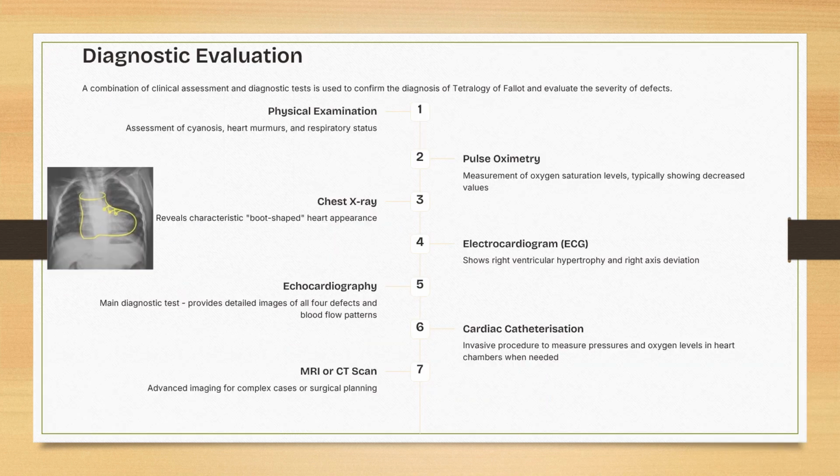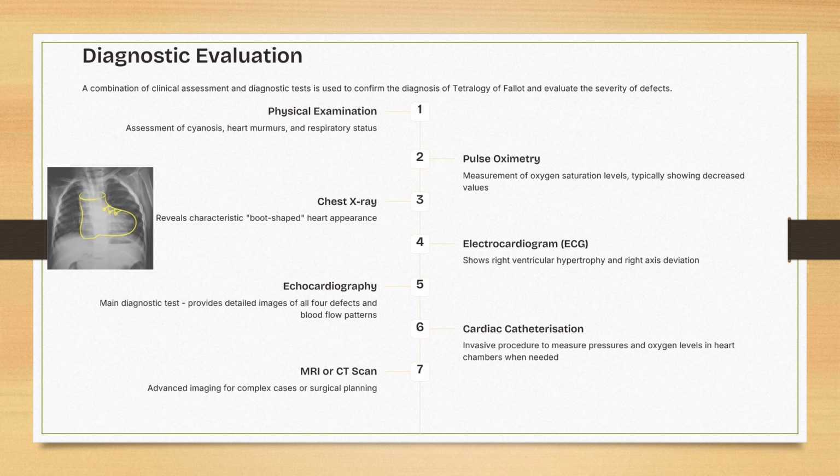Next, diagnostic evaluation. We need to assess the child using both physical examination and other diagnostic tests. In the physical examination, we can find cyanosis, heart murmurs, and respiratory status. With the help of the pulse oximeter, we can find a low oxygen saturation level. If you go for a chest X-ray, we can find very typical changes in the heart. The heart looks boot shaped. Look at this X-ray, it looks like a boot, right?